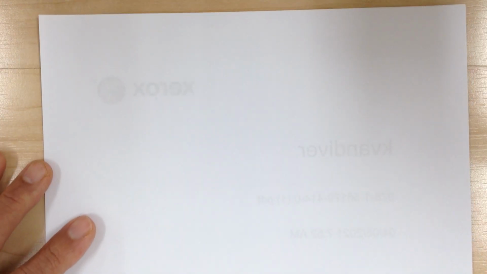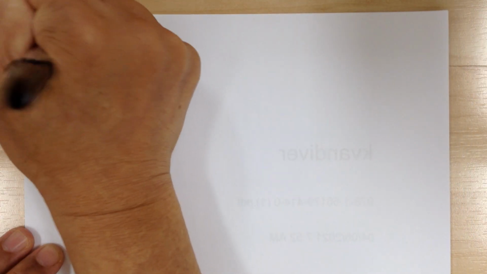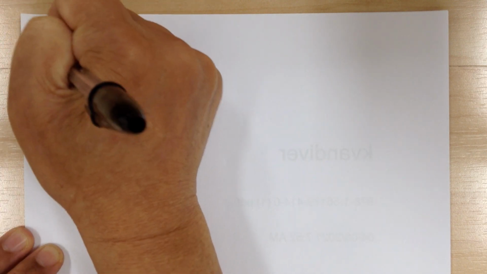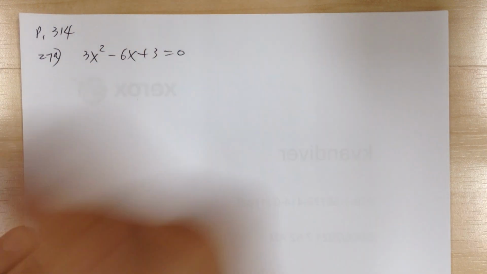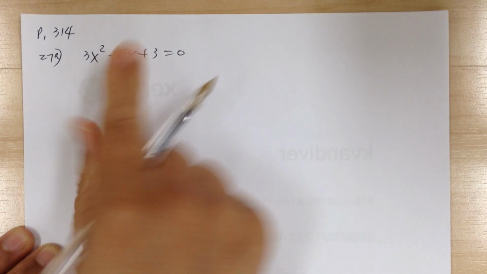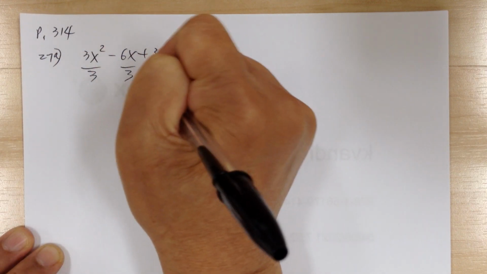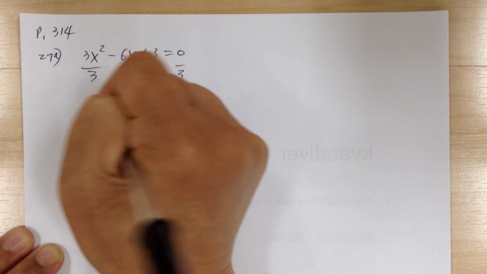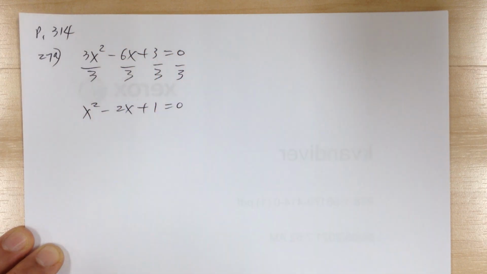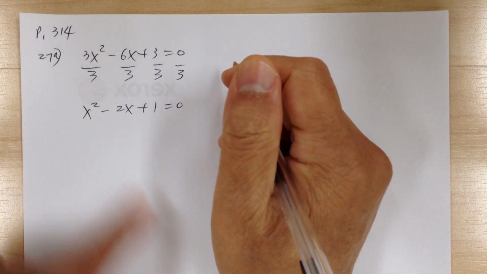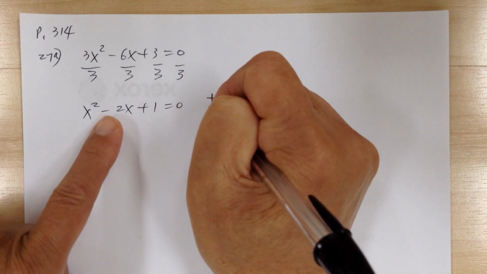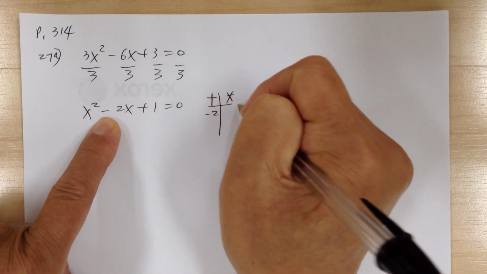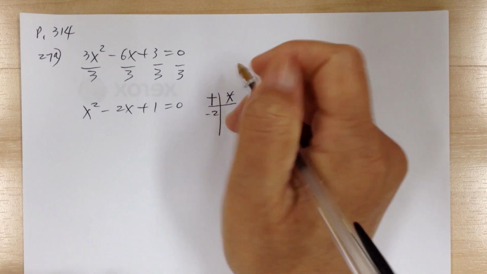Okay, next one, 27a. You got 3x squared minus 6x plus 3 equal to 0. Again, all these are multiples of 3, so I'm going to divide by 3 to lower my number and make things a bit easier. So I get x squared minus 2x plus 1 equal to 0. To do factoring, I can go through your steps. So this is going to be master product. I need to add to get negative 2. I need to multiply.